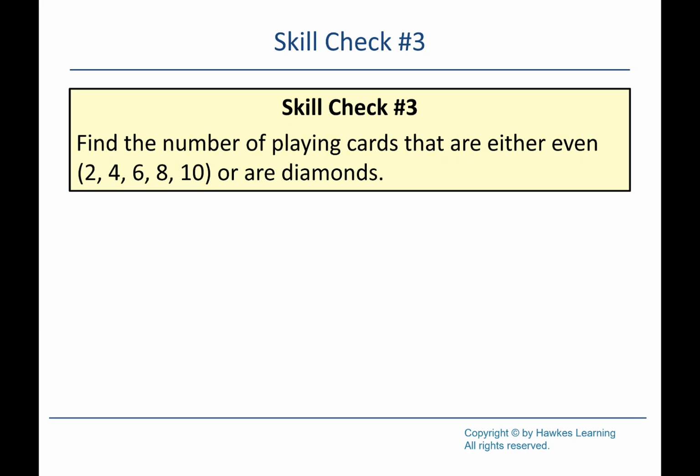It says find the number of playing cards that are either even or diamonds. So we don't count face cards and things as even. Here it tells us we have 2, 4, 6, 8, 10 that are even cards. So that's 5 of those in each suit, 4 suits. So we have 20 even cards total.